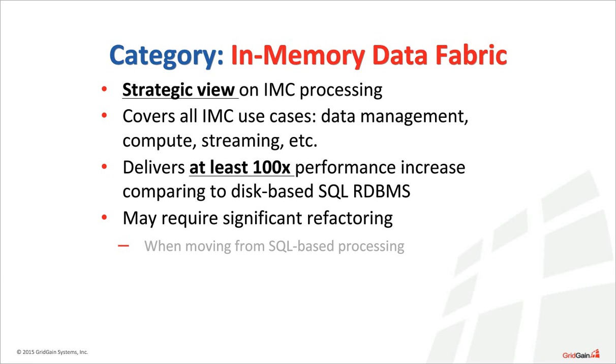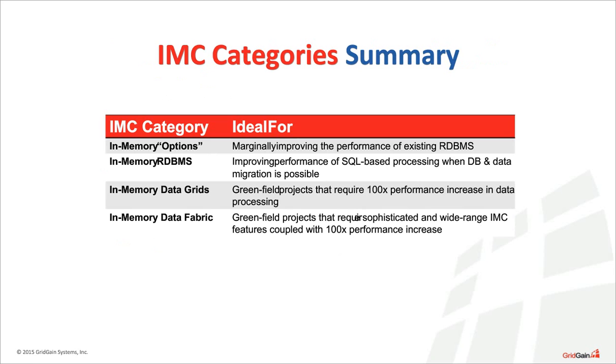So if you look at the summary, let's look at it again and summarize where you would use each in a category. So in-memory options are marginally improving performance of an existing database. Again, the key here is marginally. You're really going to get maybe 2, 3, 5, maybe 10 times at some specific tables and some specific use cases.